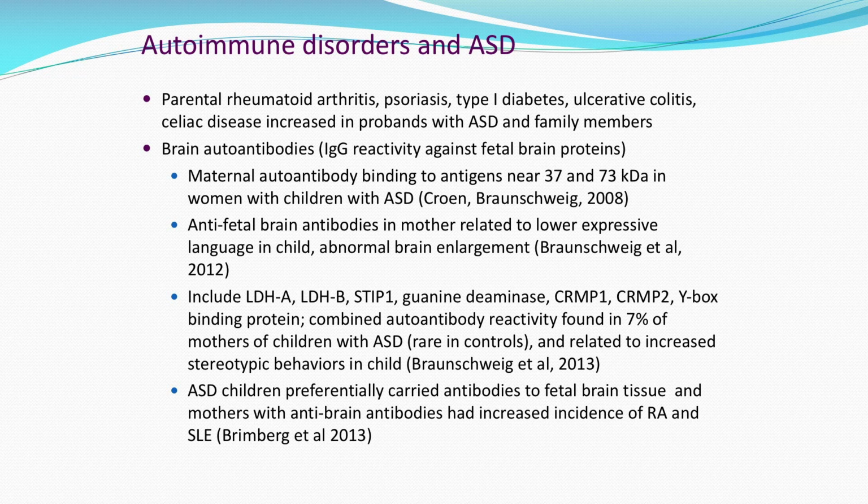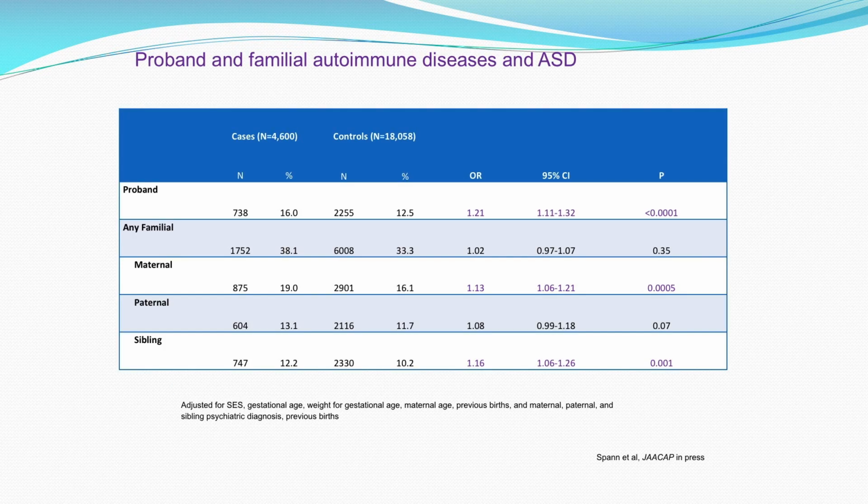In this study by Brimberg, children with ASD preferentially carry antibodies to fetal brain tissue. We first studied this in our cohort just by looking at clinical diagnosis of autoimmune diseases. We had both probands and mothers, fathers, and siblings. We found overall an increase in risk of autism in probands who had autoimmune diseases, combining them all together. Then we looked at the mothers, fathers, and siblings, and we found the strongest findings for the moms and the siblings, and a finding for the fathers that just narrowly missed significance.